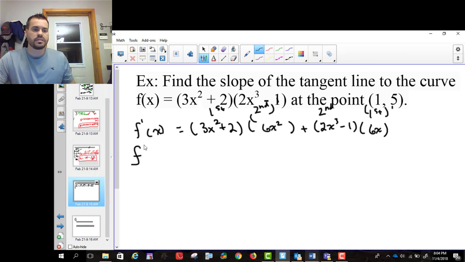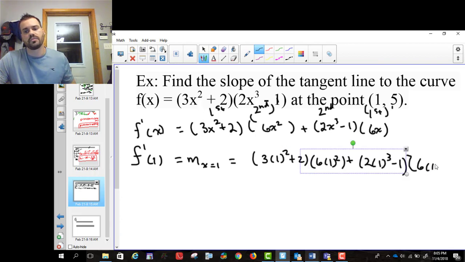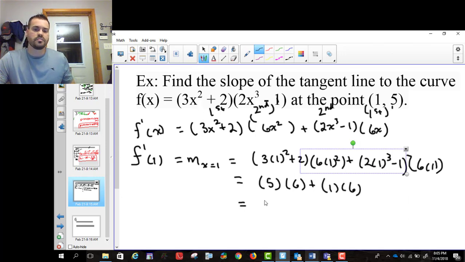So what we want to know is what is f prime at 1, because that's going to give us the slope when x equals 1. Okay, so we go, that's 3 times 1 squared plus 2, multiplied by 6 times 1 squared, plus 2 times 1 cubed minus 1, multiplied by 6 times 1. Okay, so 3 times 1 squared, that's 3, plus 2 is 5. We're going to make this a little simpler, won't do it all at once. That's 6. This is 2 minus 1, so it's 1, and multiplied by 6. So that gives me 36.